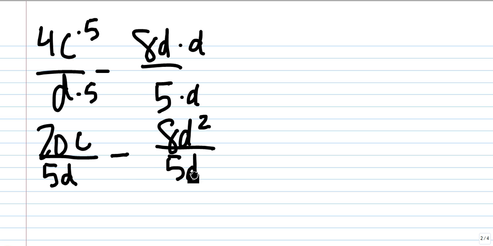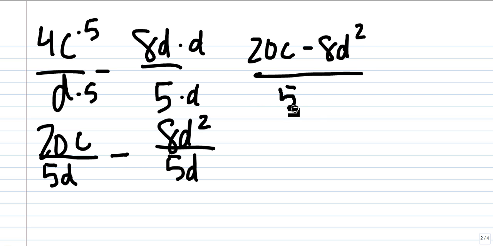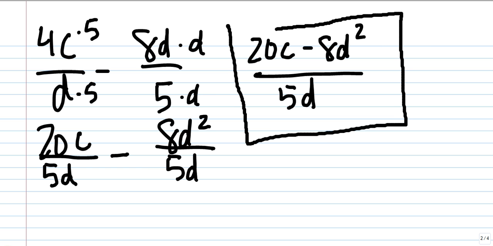Now notice, we have our common denominator, so now we can keep going. However, I can't combine those like terms on the top. So I have 20C minus 8D squared over 5D. And that right there is my final answer. I can't simplify that down any further. I can't do anything with it, so I just leave it like that.